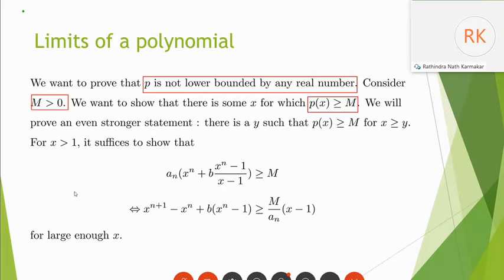Okay, so I'm trying to prove that when the leading coefficient of p is positive, p is not lower bounded by any real number. So instead, I will show that p is not lower bounded by any positive real number. Do you see why these two statements are equivalent? That p is not lower bounded by any real number is equivalent to saying that p is not lower bounded by any positive real number. What if it is lower bounded by a negative real number? Okay, so think about it. I will show you the steps one by one. I'm writing it in the chat.